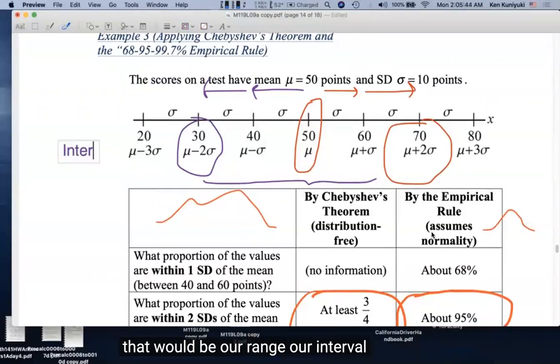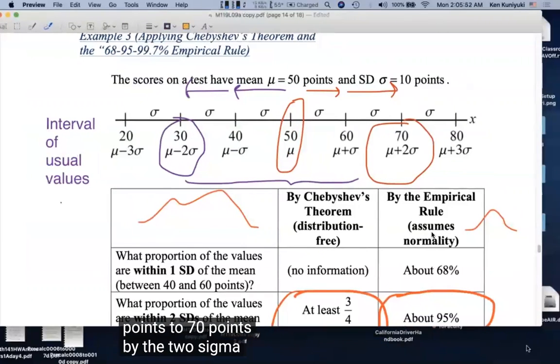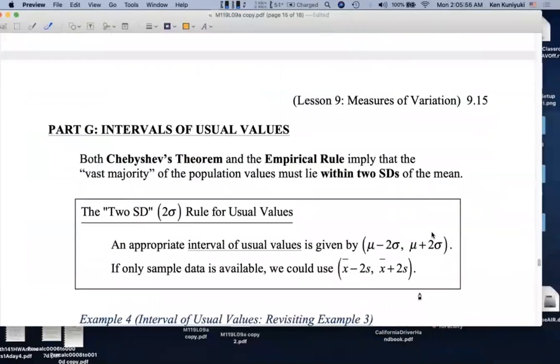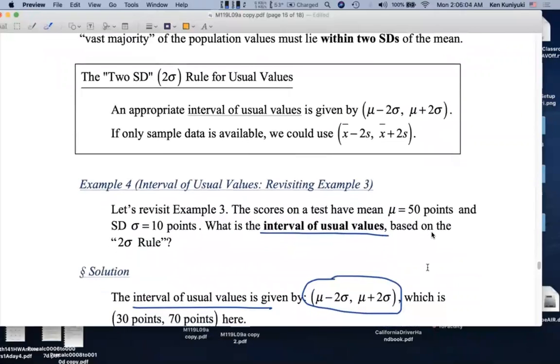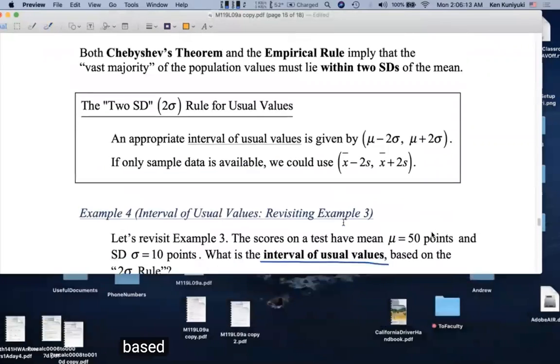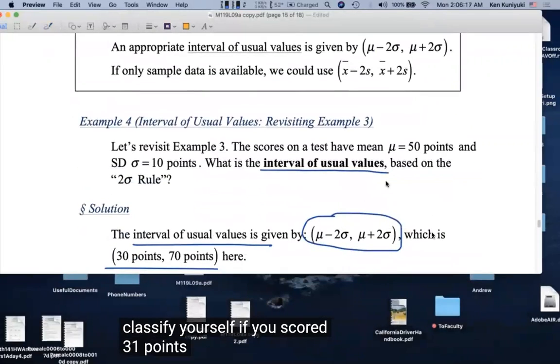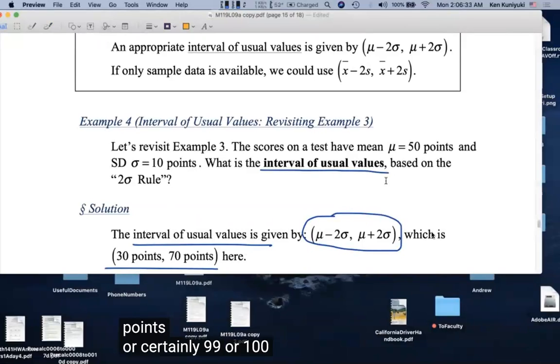That would be our interval of usual or typical values, from 30 points to 70 points by the 2 sigma or 2 standard deviation rule. So if you scored 31 points or 68 points, based on the 2 sigma rule, how would you classify yourself? If you scored 31 points, or 69 points, or certainly the mean, 50 points, then based on this rule, you'd be a typical or usual student. But what if you scored 71 points, or 75 points, or certainly 99 or 100 points? Then you'd be doing unusually well. But if you scored 29 points, or 20 points, or certainly 0 points, you're doing unusually badly.